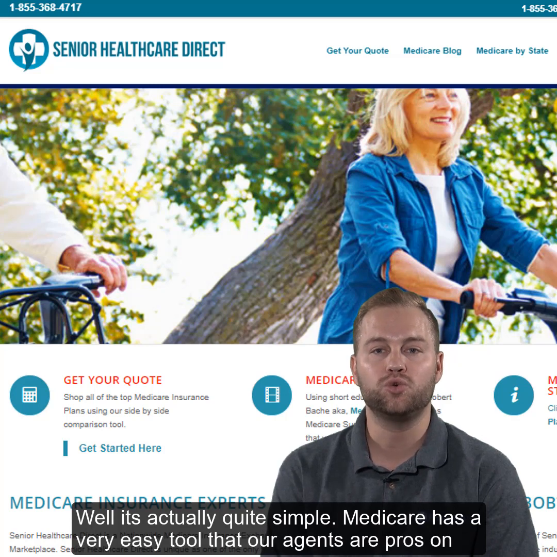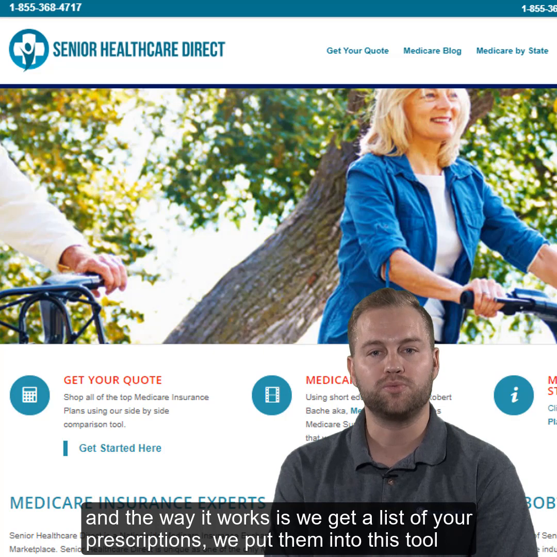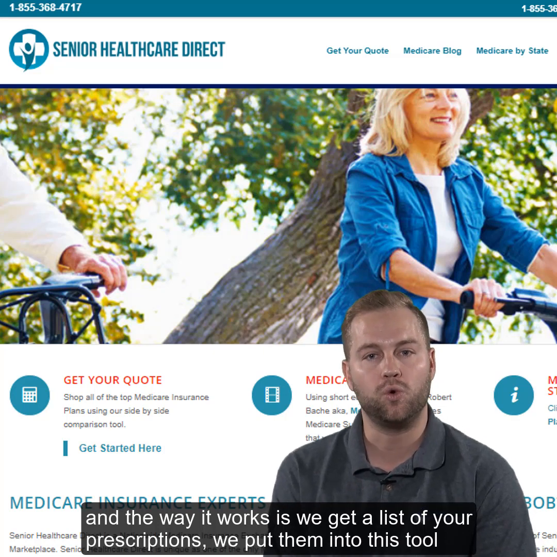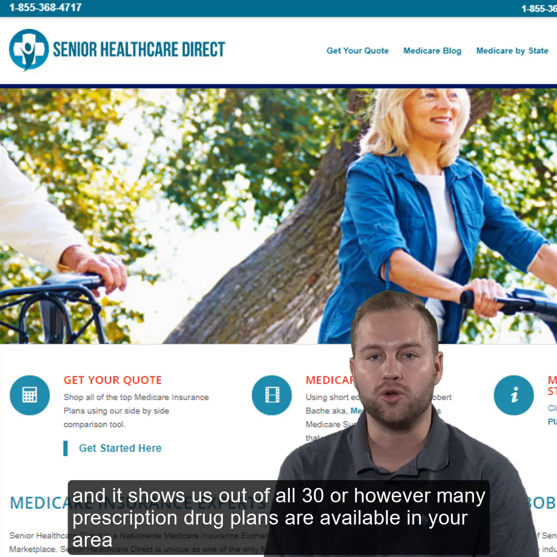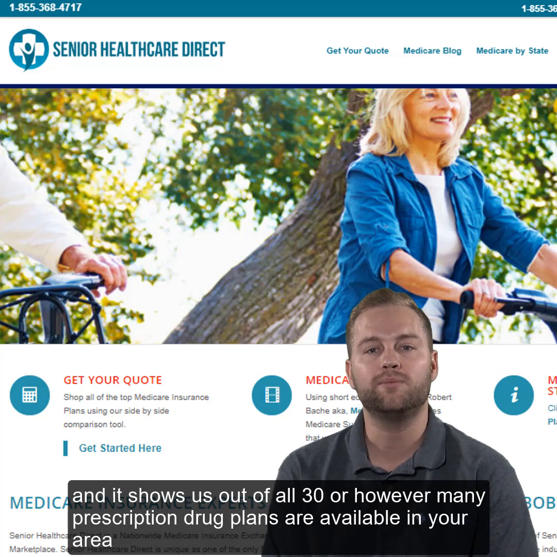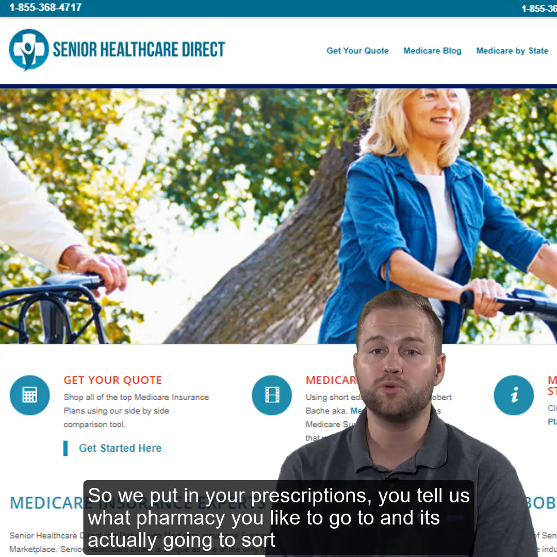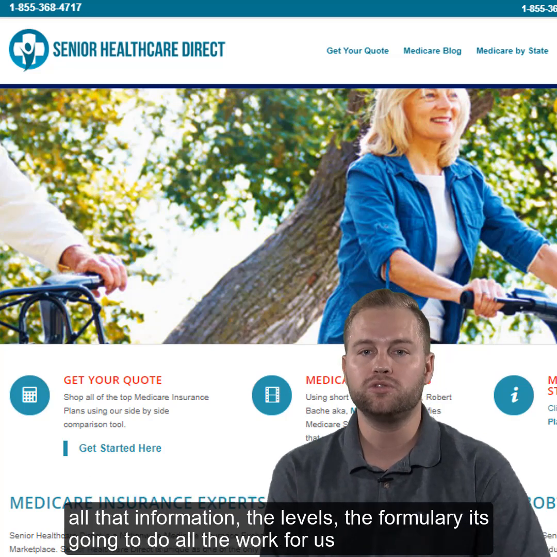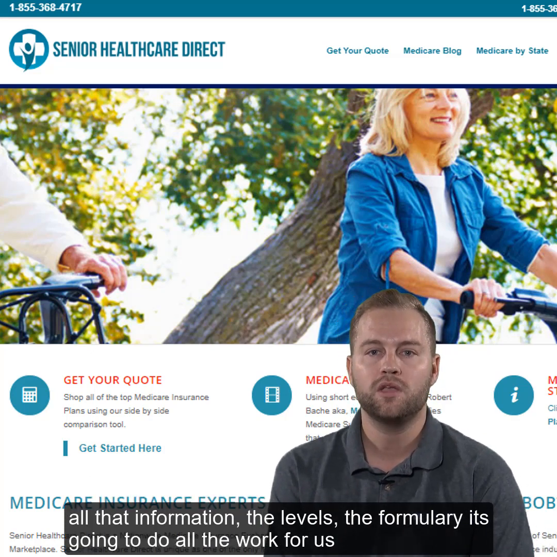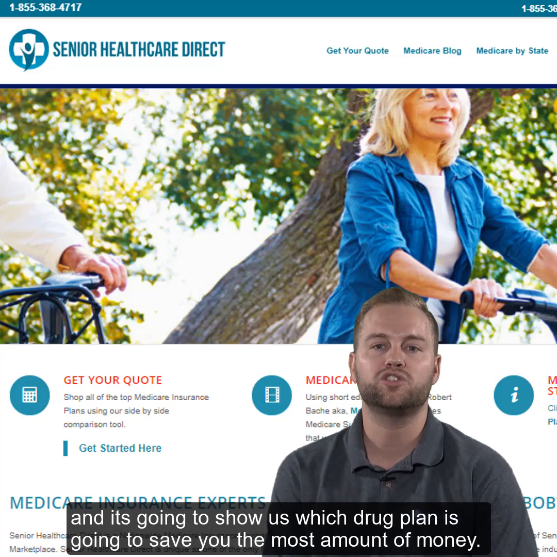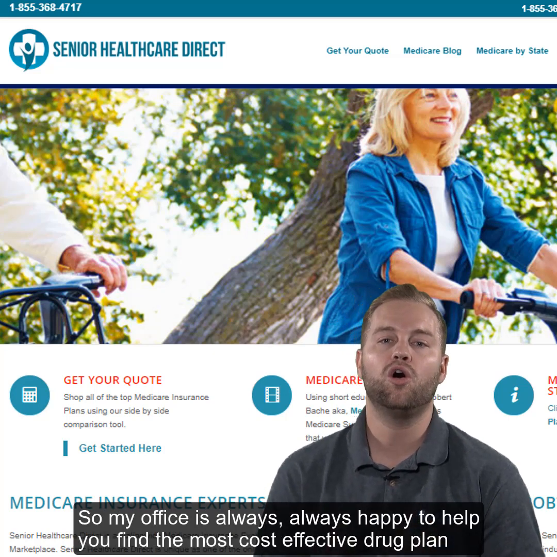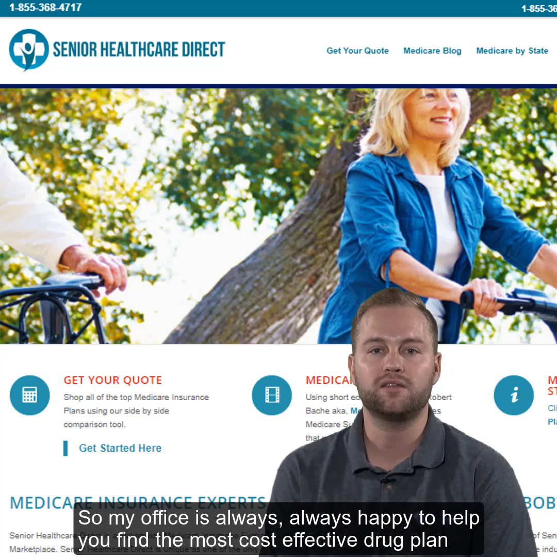Medicare has a very easy tool that our agents are pros on, and the way it works is we get a list of your prescriptions, we put them into this tool, and it shows us, out of all 30 or however many prescription drug plans are available in your area, which drug plan is going to save you the most amount of money. So we put in your prescriptions, you tell us what pharmacy you like to go to, and it's going to sort all that information, your levels, the formulary. It's going to do all the work for us, and show us which drug plan is going to save you the most amount of money. So my office is always happy to help you find the most cost-effective drug plan.